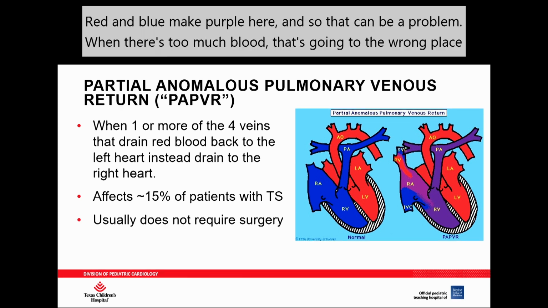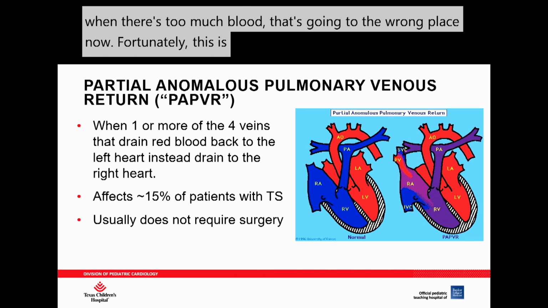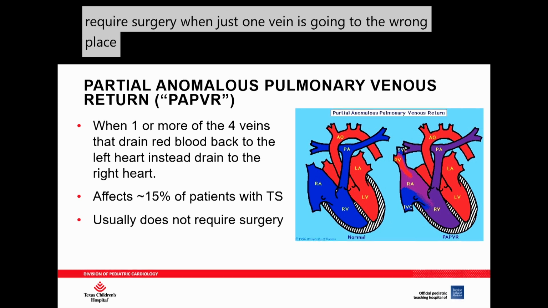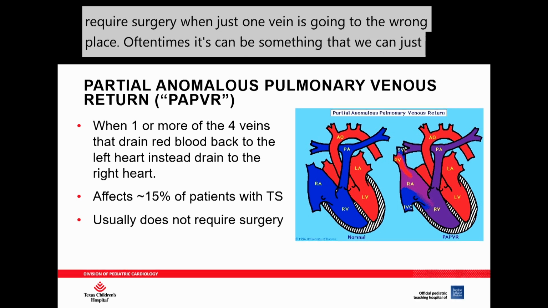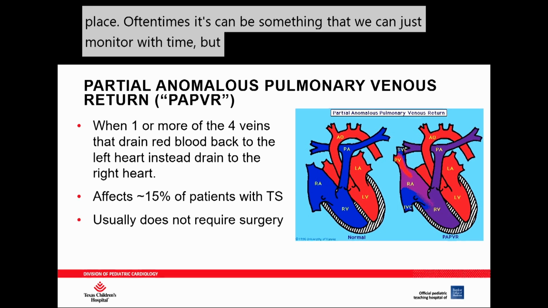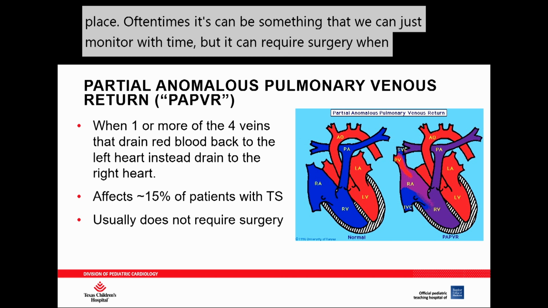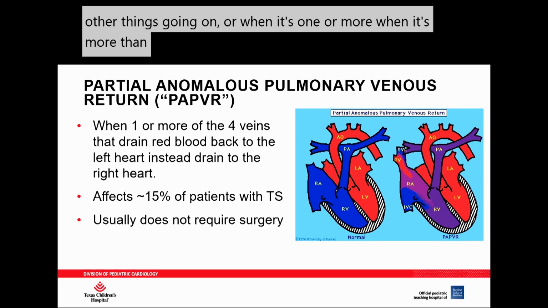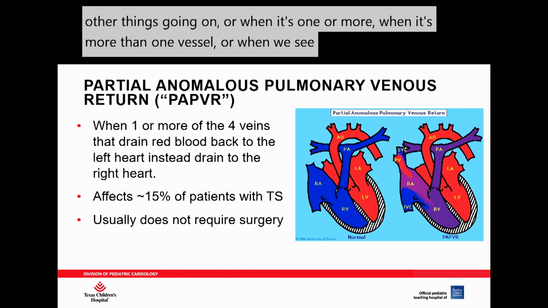Now, fortunately, this is usually something that doesn't require surgery. When just one vein is going to the wrong place, oftentimes it's going to be something that we can just monitor with time. But it can require surgery when there are other things going on, or when it's more than one vessel, or when we see consequences to that extra flow going to the wrong place.